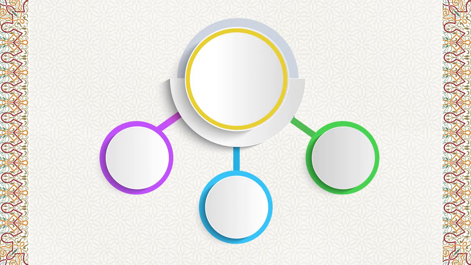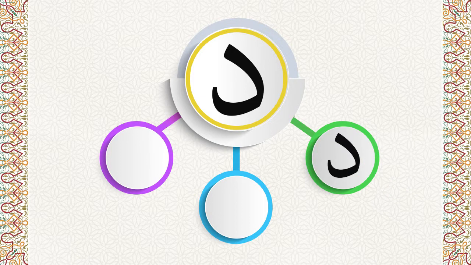So the letter is dal. Dal has three shapes in different places. This is the dal shape at the beginning of the letter, and this is the dal shape in the middle of the letter, and this is the dal shape at the end of the letter.